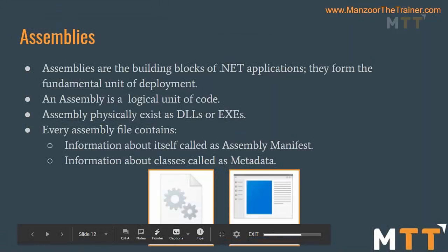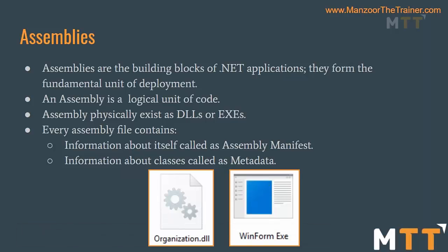They form the fundamental unit of deployment, hosting, installation, similar words. An assembly is a logical unit of code. Assembly physically exists as DLL or exe. Every assembly file contains information about itself called manifest and information about the classes called metadata. I hope these points are clear.